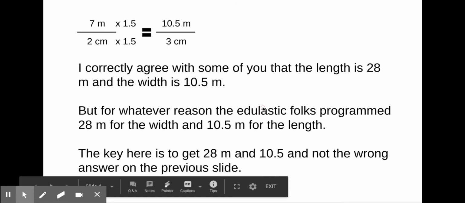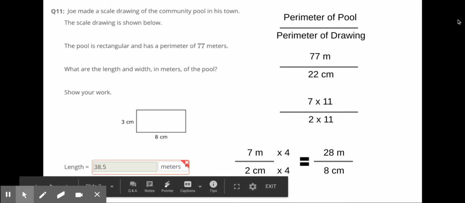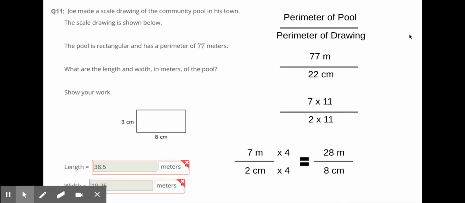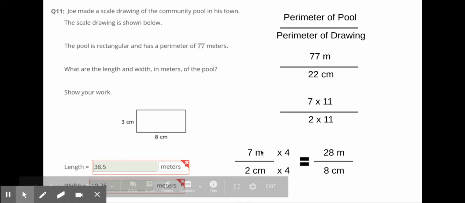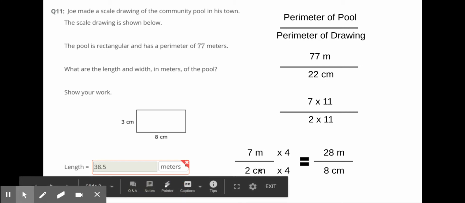All right, this one right here. Let me go back up here. Okay, we got our perimeter of our pool is 77 meters. If we talk about our perimeter right here, that's 22 centimeters. 3 and 8 is 11, times 2 is 22. Well, if we simplify that down, we realize that 7 meters equals 2 centimeters.